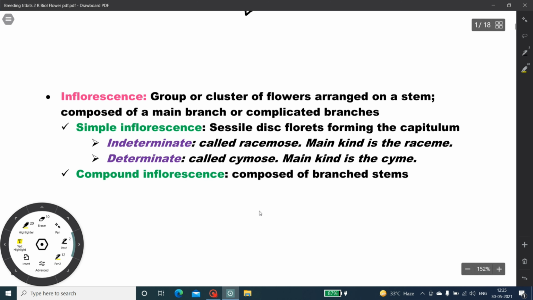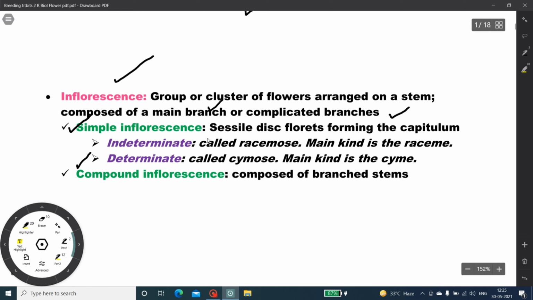Now, let me talk about the flowers and their structures. First of all, you must know what is inflorescence. The inflorescence is a group or cluster of flowers arranged on a stem composed of a main branch or complicated branch. The inflorescence is again subdivided into two major groups, that is simple inflorescence and compound inflorescence.